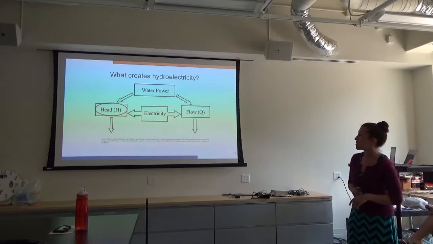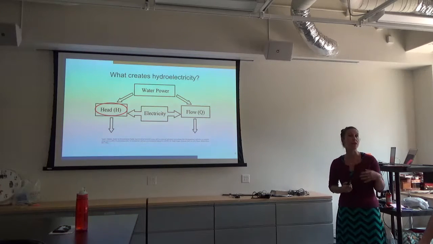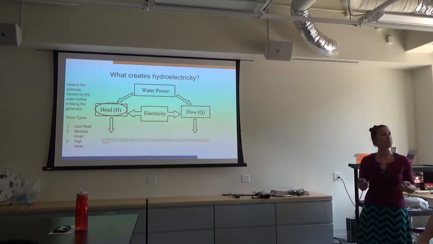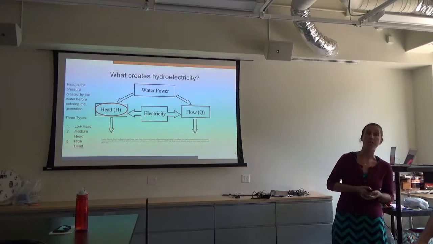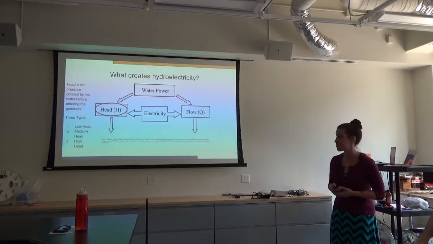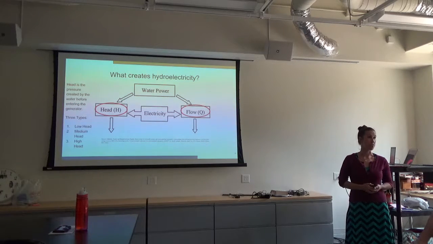So to start off with, head. Head is the pressure that is generated by the water itself. Oftentimes there's three different systems of head. Low head would be open water systems, all the way up to high head, which would be the dams or the reservoirs created for the larger hydroelectric power plants. The other variable is the flow or the discharge of the river.